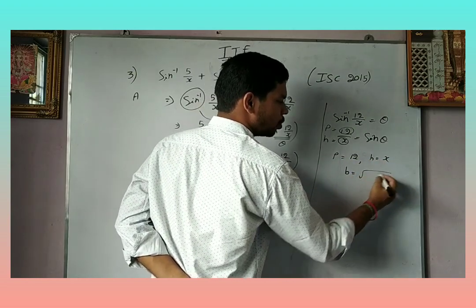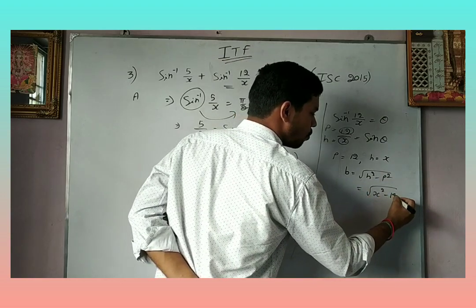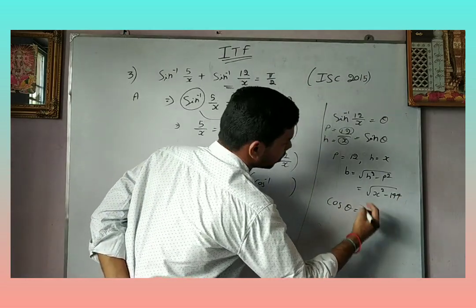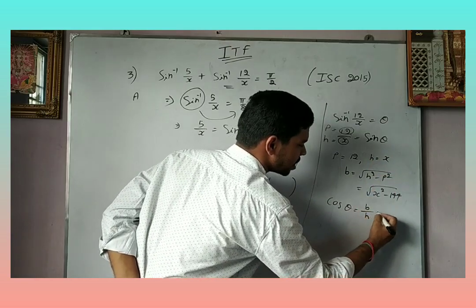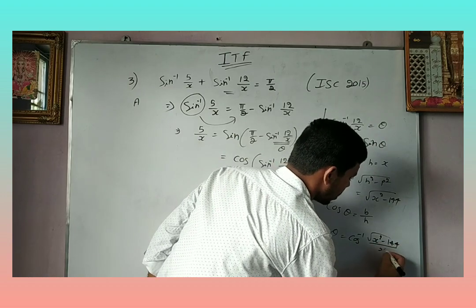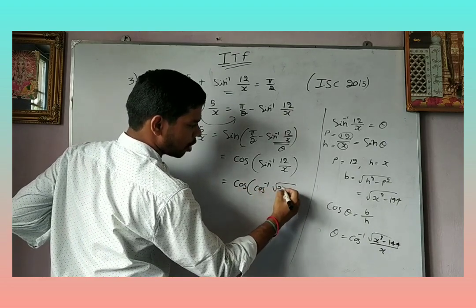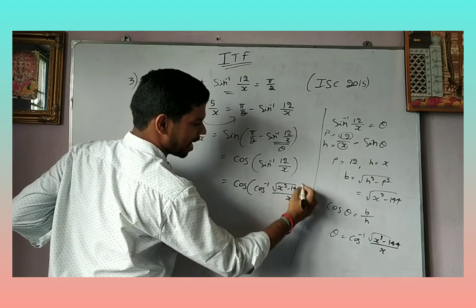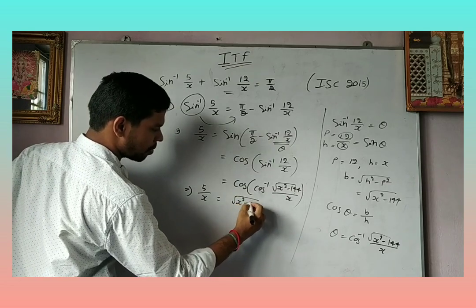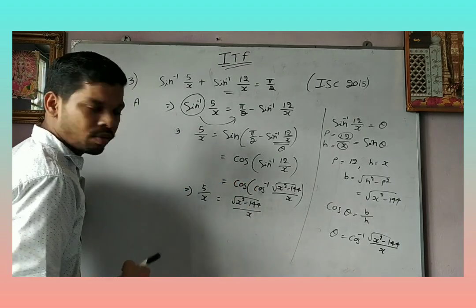What is the value of b? Root over h square minus p square, x square minus 144, 12 square. Hence cos theta equal to b by h. So b equal to root over x square minus 144 and h equal to x. Now put here cos inverse root over x square minus 144 divided by x, and hence 5 by x equal to root over x square minus 144 by x. Now simply squaring both sides and cross multiply, you will get the value of x.